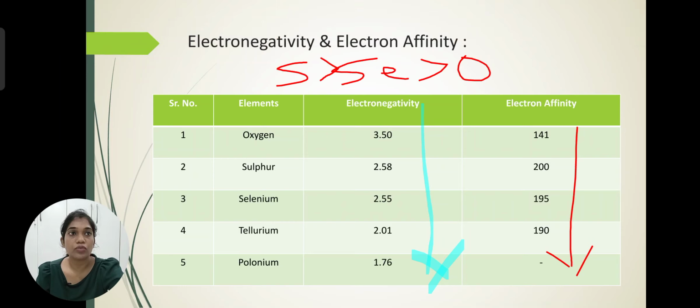The question is why the electron affinity of oxygen is lower as compared to sulfur and selenium. Because of the small size of oxygen, it is difficult to add an electron to oxygen. That's why the affinity for electrons is less in oxygen due to its small size, and more in sulfur, selenium and tellurium. Got it? Is this point clear now?